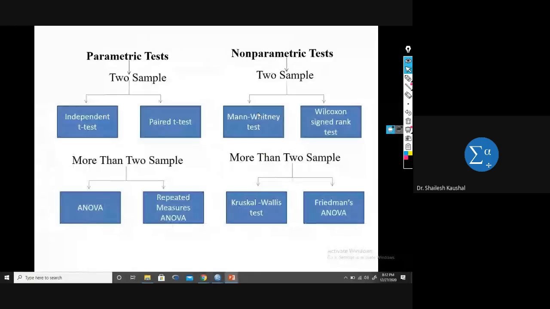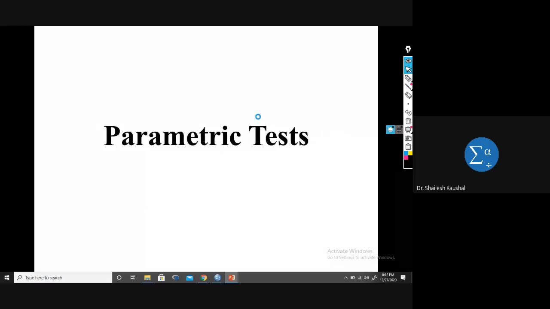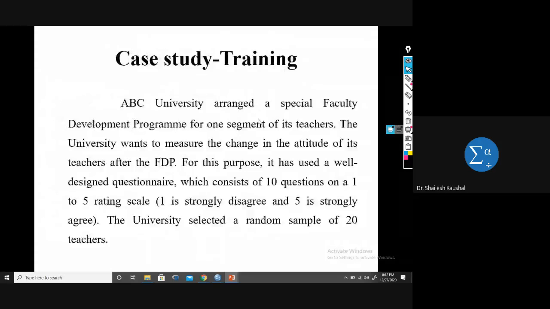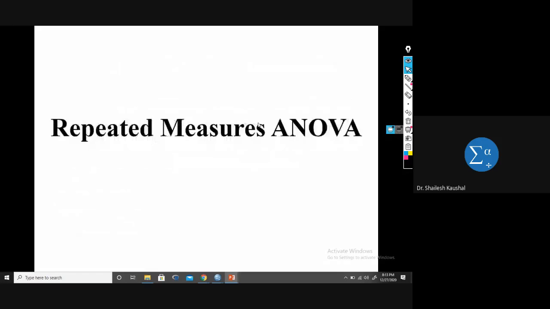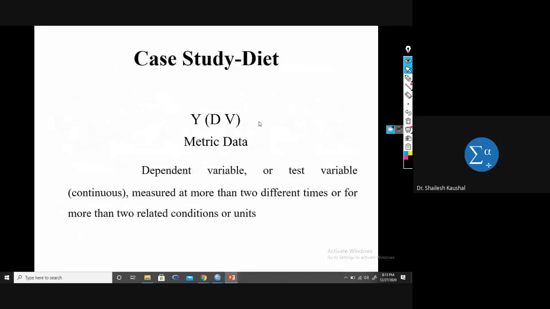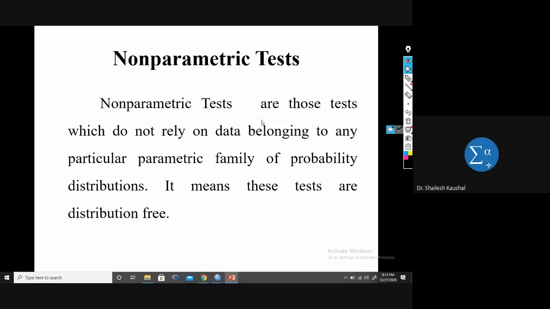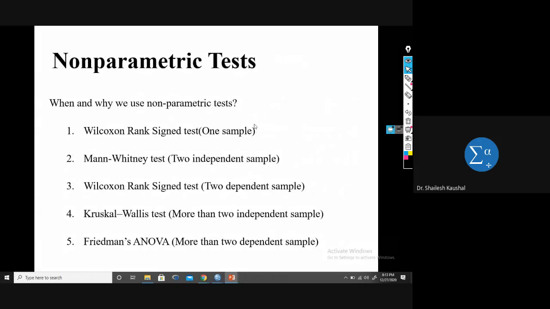Now I am using the non-parametric tests. Non-parametric test means when the assumptions of the parametric tests are not fulfilled, then we use them. The first test is the Mann-Whitney U-test. We will see the case study of this test. We will provide you all the PPT and all the data so you can practice it. So these are the non-parametric tests.